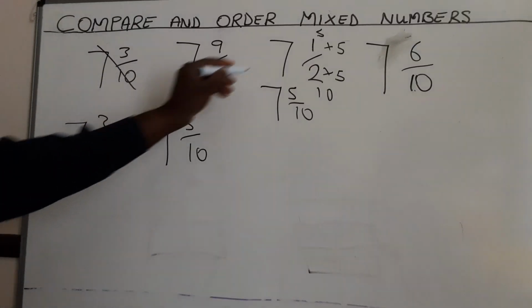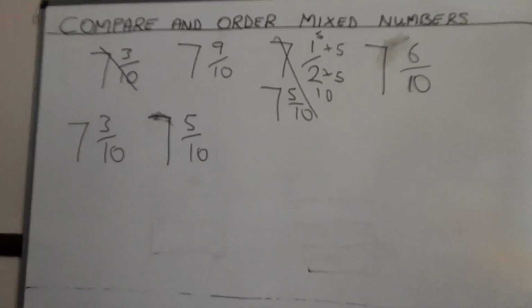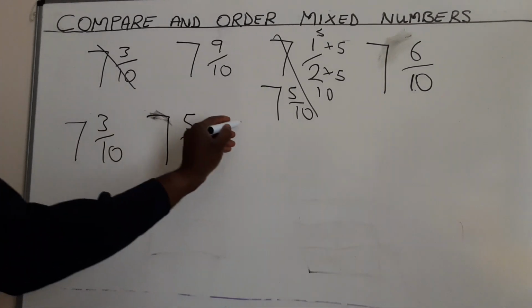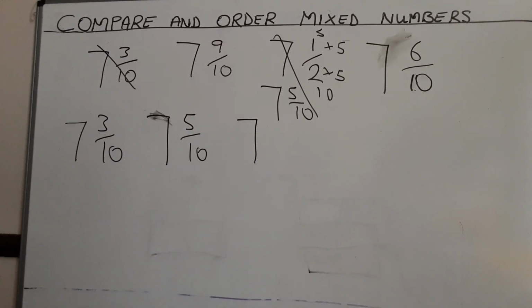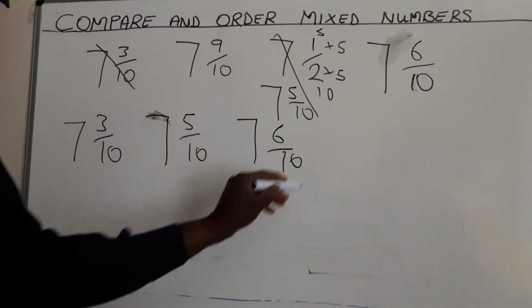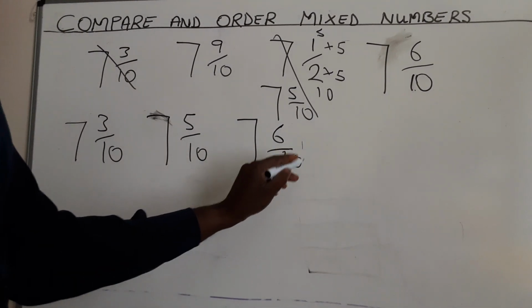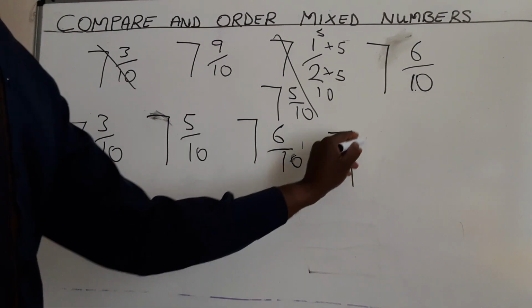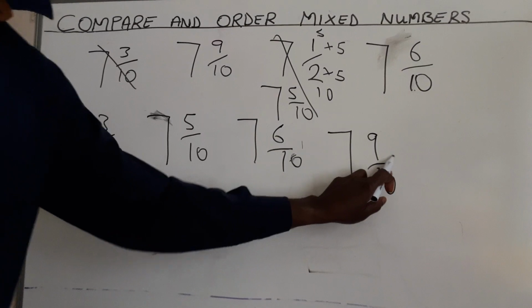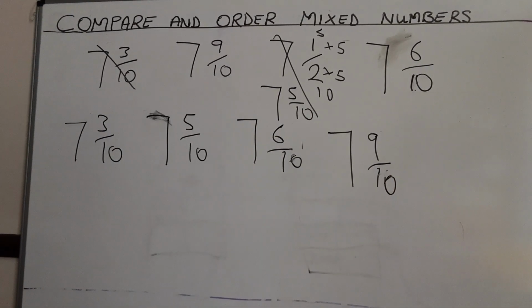So we've done this and we've done this. It's left with these two. What do you think is going to come next? Well done. It's going to be 7 whole number 6 over 10, and the last one is going to be 7 whole 9 over 10.